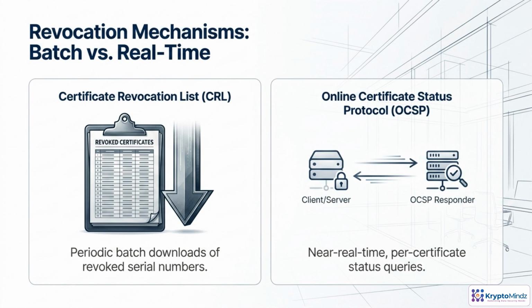Revocation operates in 2 main modes, batch and real-time. With CRLs, a CA periodically publishes a signed list of revoked certificate serial numbers. Clients download that list on a schedule, then make local decisions. It's simple and scales well, but revocation status can be stale until the next update. OCSP inverts this approach. The client asks an OCSP responder whether a specific certificate is good, revoked, or unknown. That delivers near real-time answers, but it introduces online dependencies, latency, and privacy considerations. Most enterprises blend both methods, choosing the mix based on risk, scale, and performance needs.